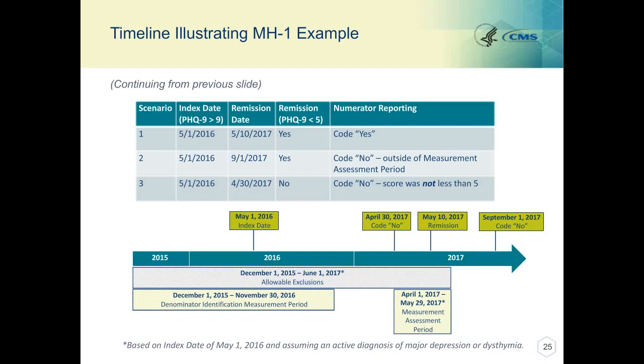The third scenario, again, with an index date PHQ-9 greater than 9 of 5/1/2016, we have a remission date on 4/30/2017. This is within our 12 months plus or minus 30 days. However, we do not have a PHQ-9 score of less than 5. So in this case, you would also code no because the score was not less than 5. Next slide, please.